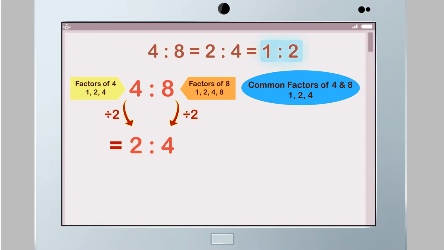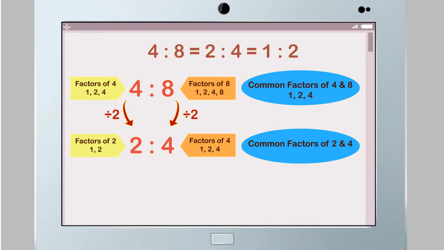How can we get the ratio 1:2? Again, think of the factors of 2 and 4. Factors of 2 are 1 and 2. Factors of 4 are 1, 2, and 4. The common factors of 2 and 4 are 1 and 2. So we can divide 2 and 4 by the common factor 2, and we get the equivalent ratio 1:2. Thus, to get equivalent ratios, we can divide the terms in the ratio by their common factors.